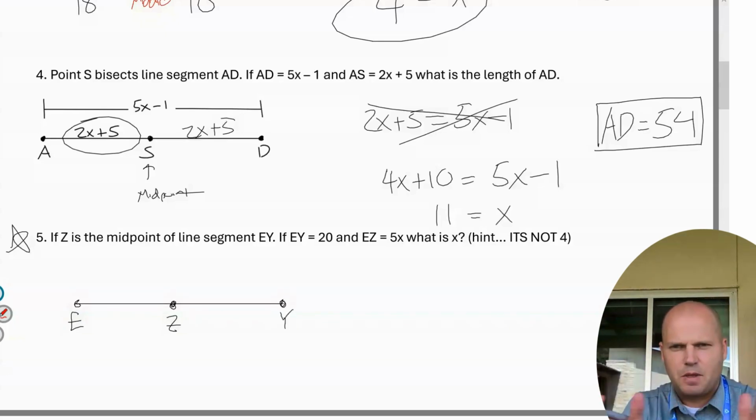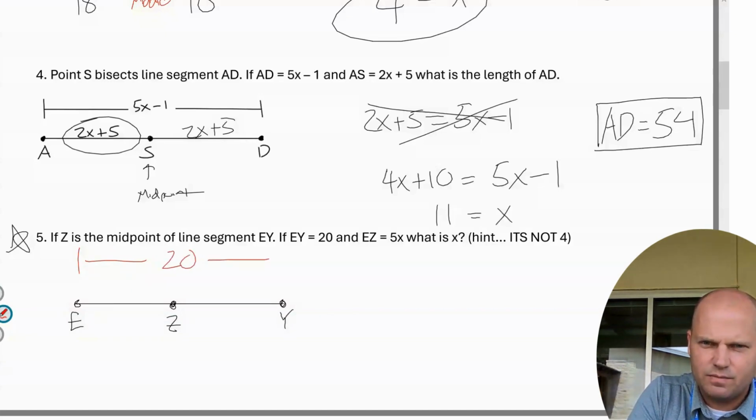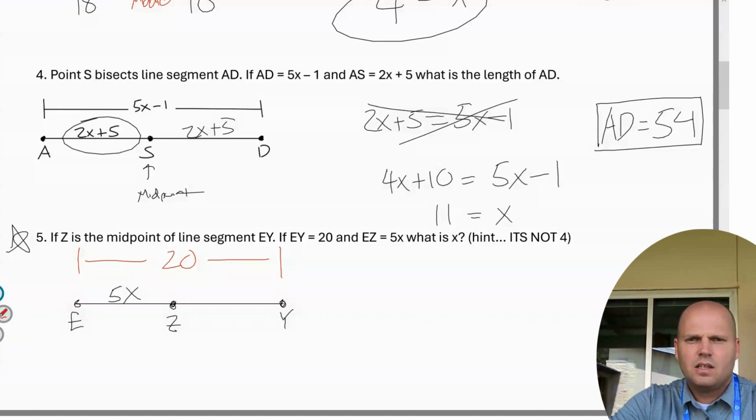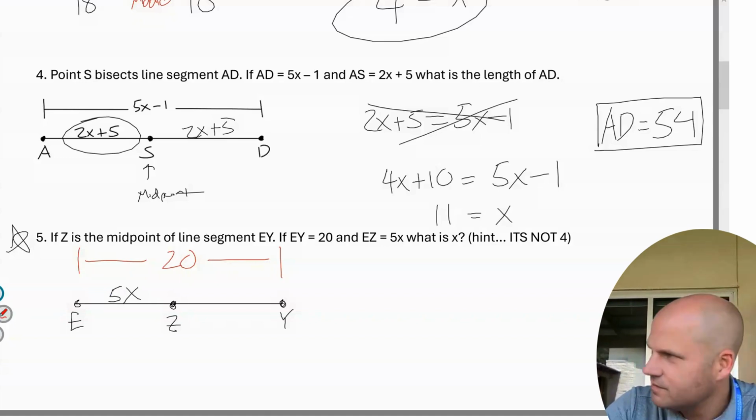Make sure Z is in the middle of EY. You were told EY is 20. That's the entire segment being 20. You're told EZ is 5x. Z is the midpoint. Figure it out. I gave you a hint. X is not 4.